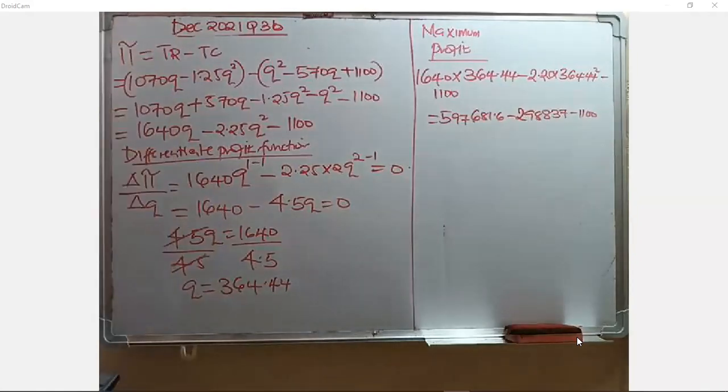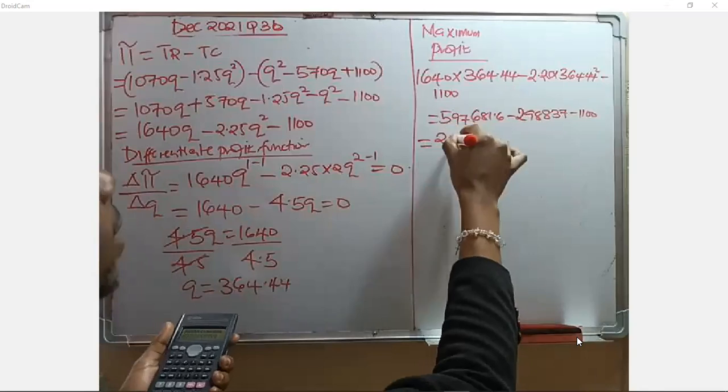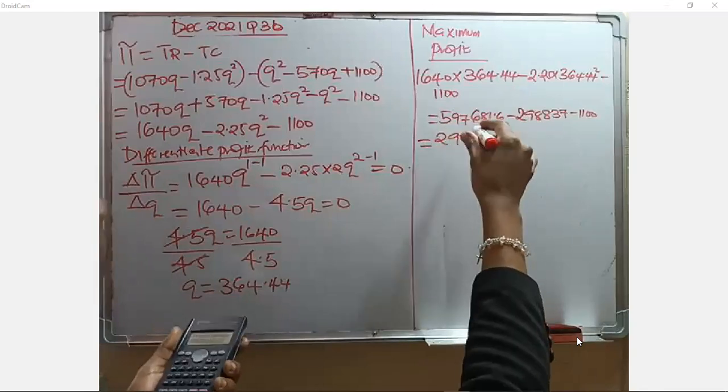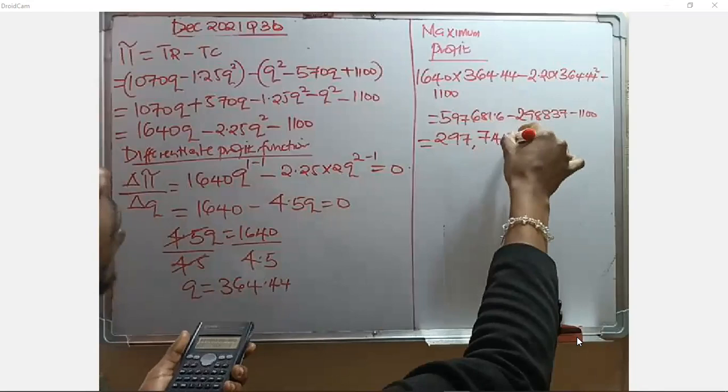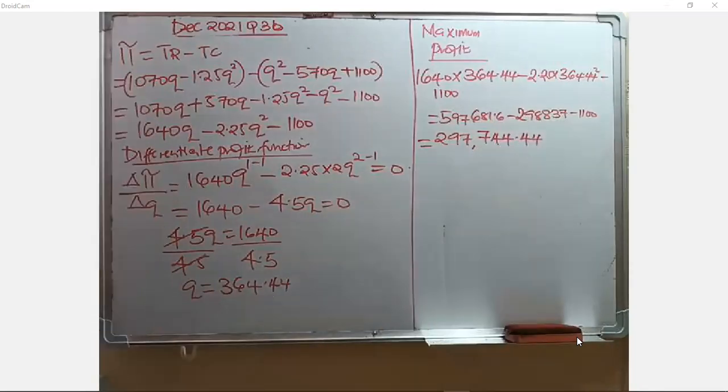So to get your profit, you take 597,681.6 minus that answer, and you are getting the total profit to be 297,744.44. Have you understood?